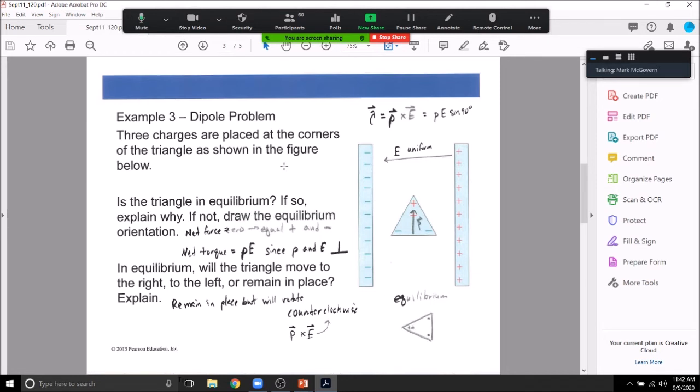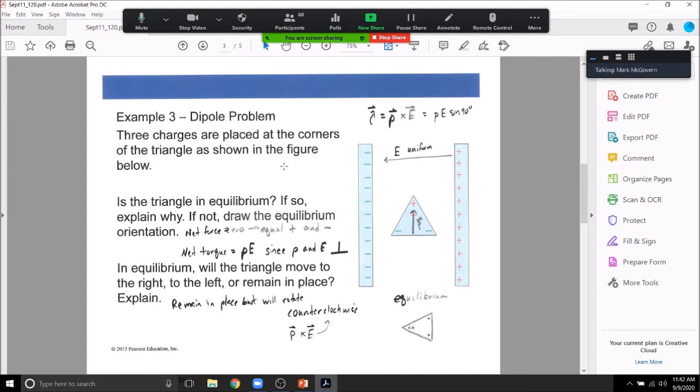So is the triangle in equilibrium? It is not in equilibrium. It won't move left or right because the net force is 0, but it will rotate. Will the triangle move to the right, left, or remain in place? Well, it will remain in place, but it will rotate counterclockwise.